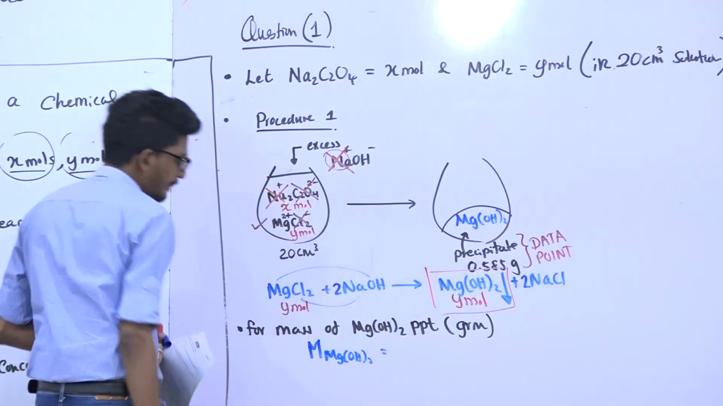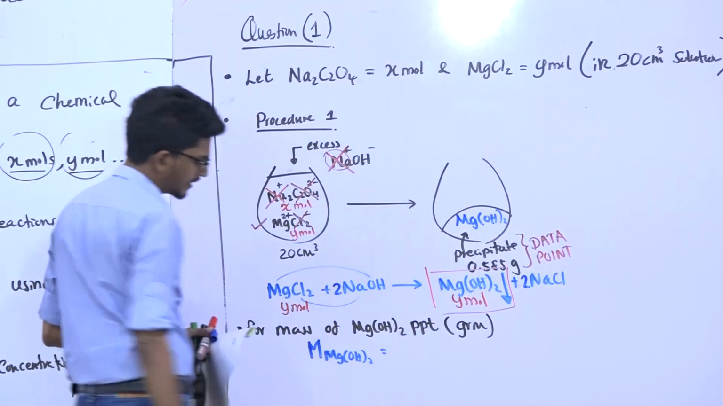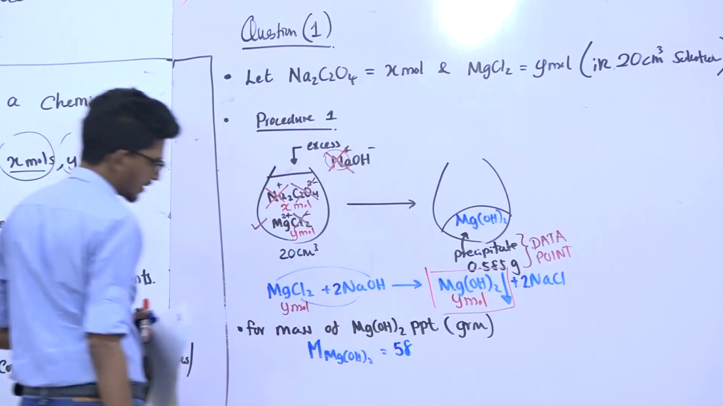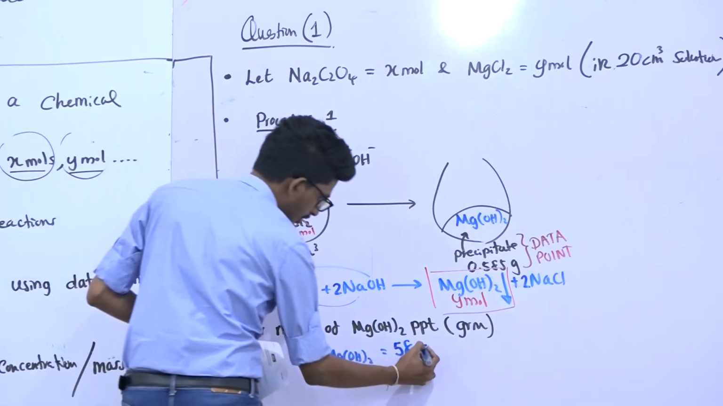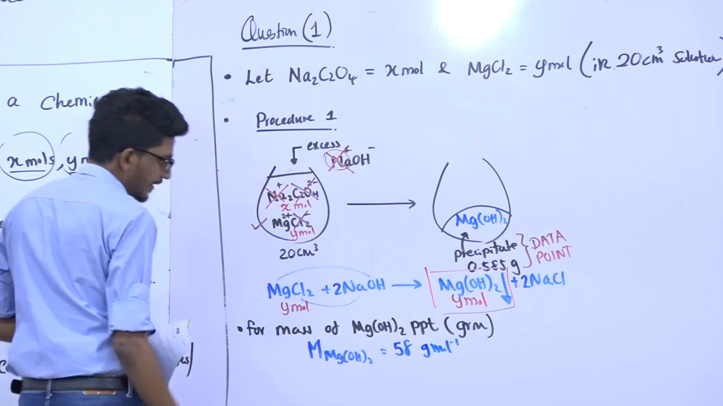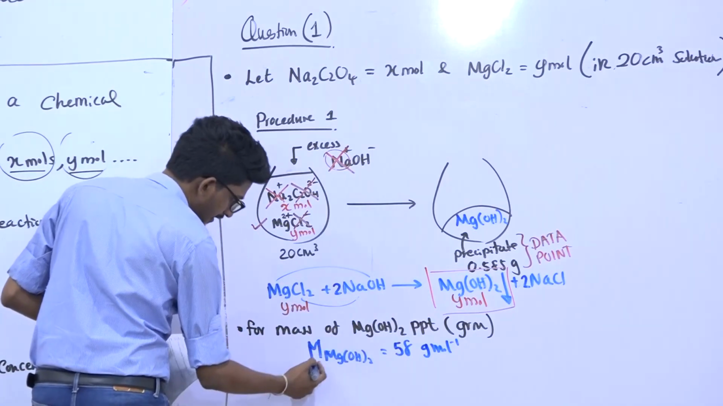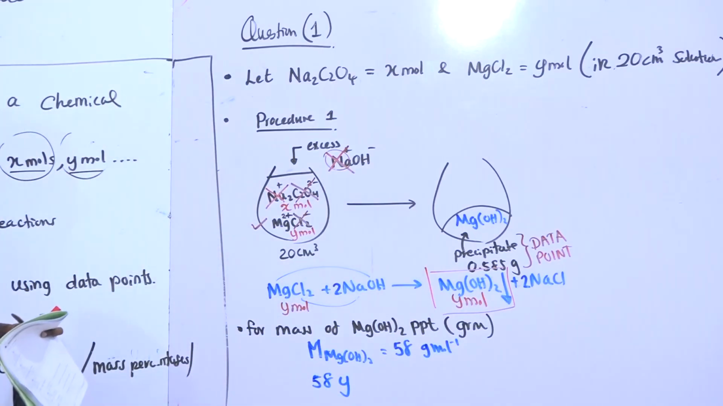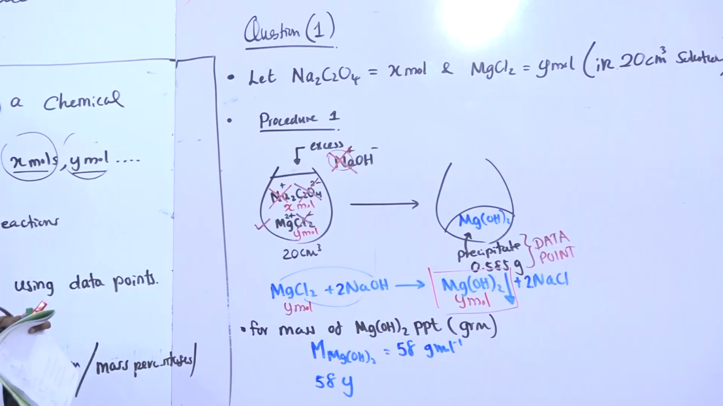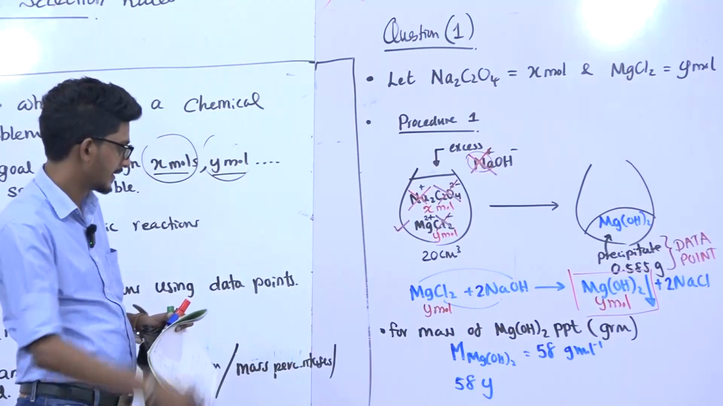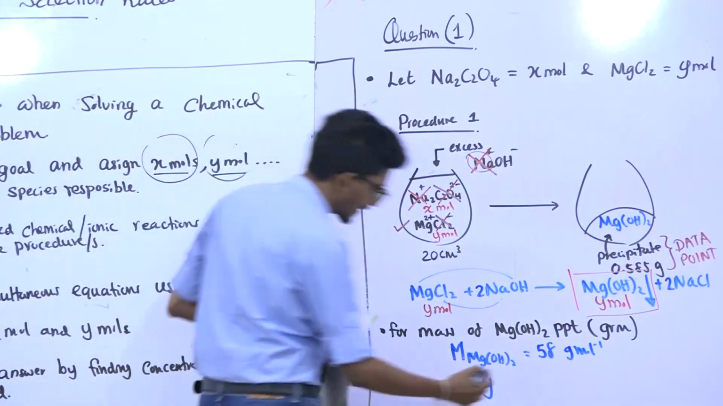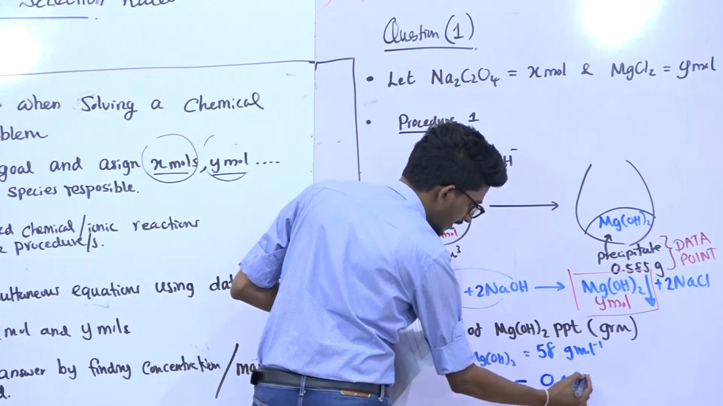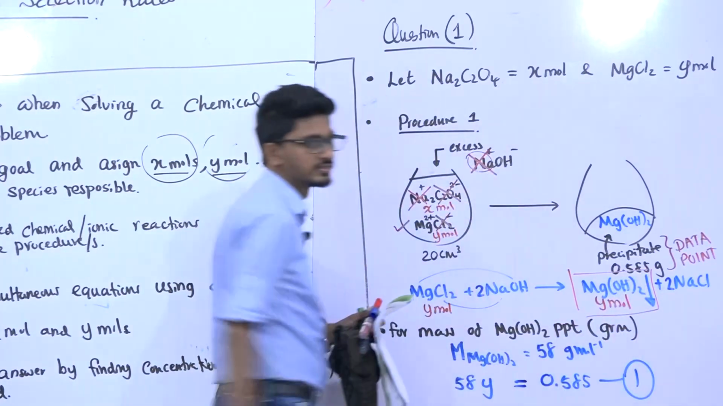What is that value? Magnesium is 24. You have 17 here, 2 of those. 34 and 24, that is 58, no? Yeah, 58 g mole minus 1. So 58y is the mass of magnesium hydroxide in terms of y. 58 g mole minus 1 into y moles. The moles will cancel off to give you the number in grams. 58y is equal to what? 0.585. That is your first simultaneous equation.